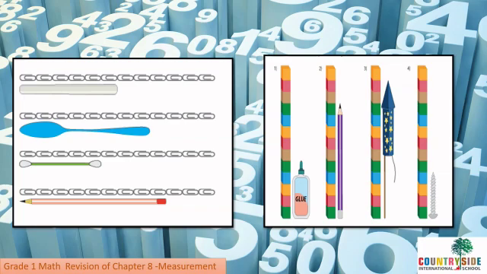Kids, we can measure the height of different objects by using these different color blocks. Okay. So first, let's measure the height of this glue bottle, and it is 1, 2, 3, 4, 5. 5 blocks tall. The height of the glue bottle is about 5 blocks.